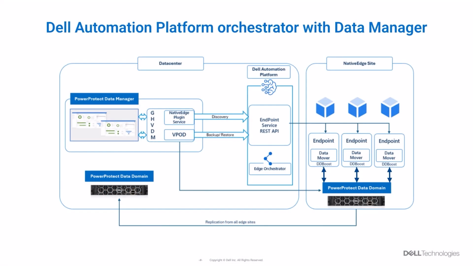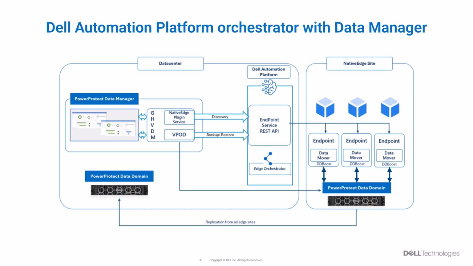PowerProtect Data Manager integrates with the Dell Automation Platform Edge Orchestrator to enable centralized protection of NativeEdge VM workloads. Through the generic hypervisor data mover and NativeEdge plugin service, Data Manager automatically discovers VMs managed by the orchestrator, streamlining asset registration and policy assignment. The embedded data mover, leveraging DD-Boost APIs, establishes a direct data path between NativeEdge endpoint appliances and PowerProtect Data Domain. This configuration supports Edge local backup operations, significantly reducing latency and eliminating the need to transfer backup data to a central data center.